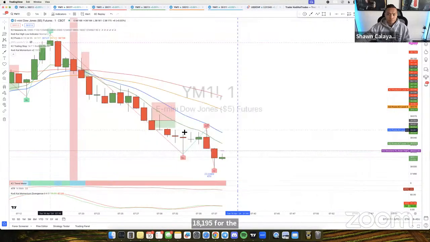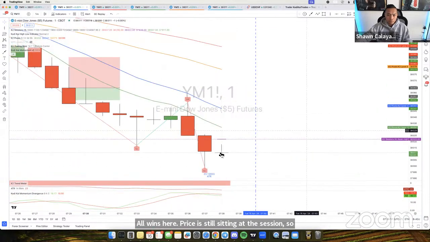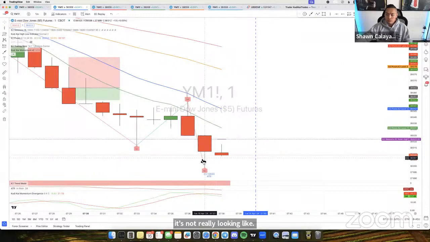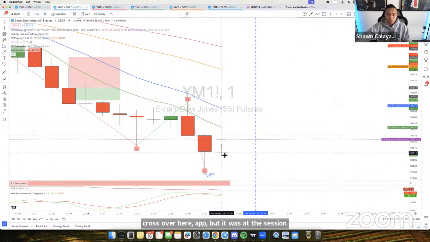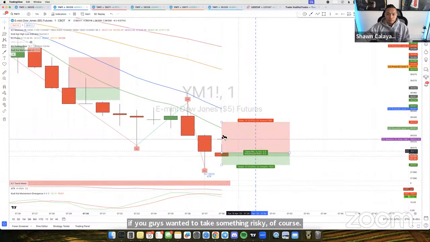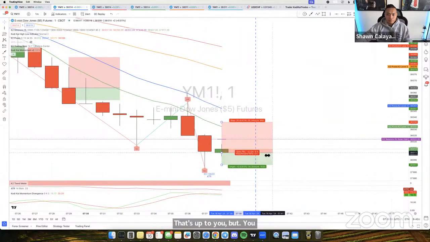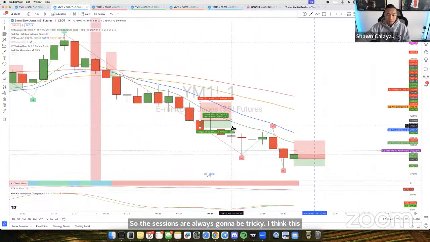All wins here. Price is still sitting at the session, so it's not really looking like much is going to happen here. We did get the divergence cross over here, but it was at the session. So for me personally, I would avoid this trade. I mean, if you guys wanted to take something risky, of course, that's up to you. But I'm still sticking to my guts with the sessions over here, because the sessions are always going to be tricky.